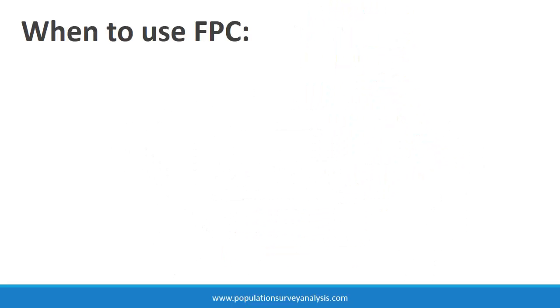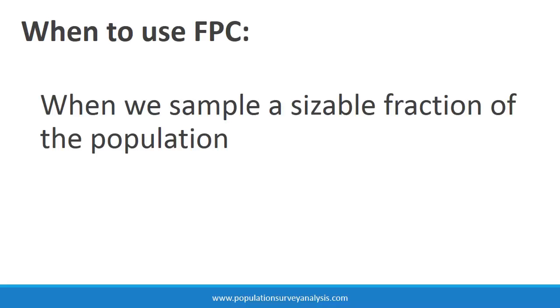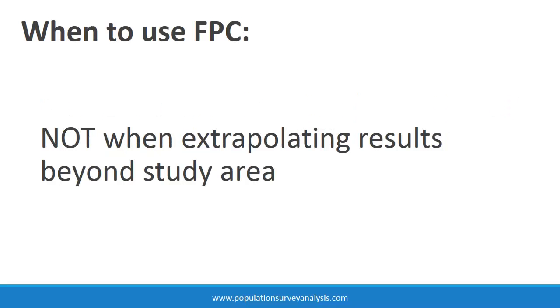We should downward adjust our variance estimates when we sample a sizable fraction of the population. This often happens in studies of a particular clinic or health catchment area. However, if you are trying to extrapolate results beyond your study area, the finite population correction factor is not appropriate. For example, if you study patients at 3 clinics across a province to extrapolate results to all patients in that province, the finite population correction factor would not be appropriate. The finite population correction factor is only appropriate when your interpretation is limited to your study area.